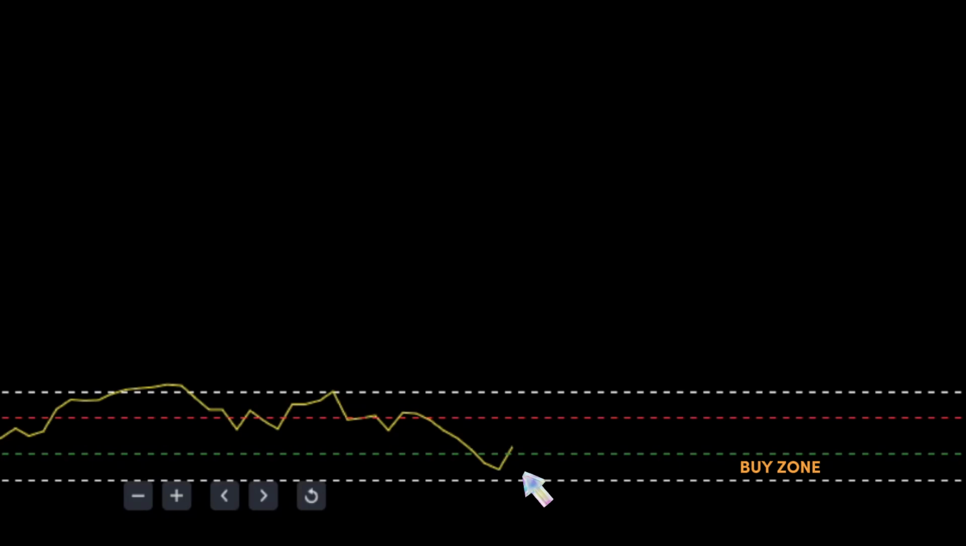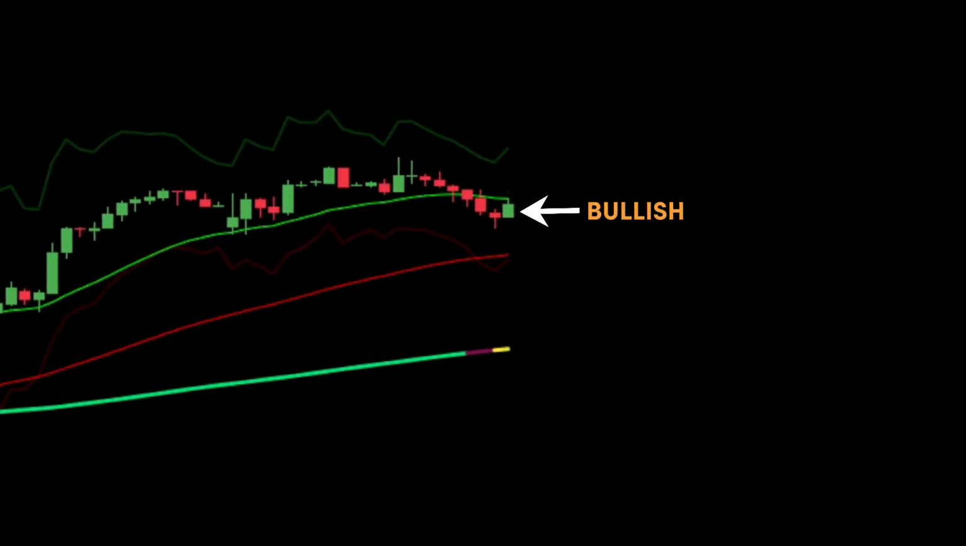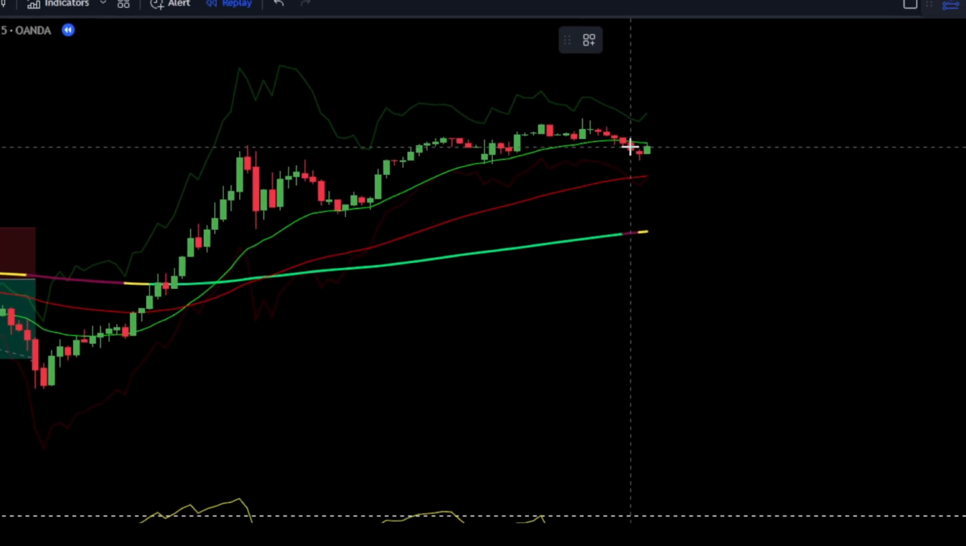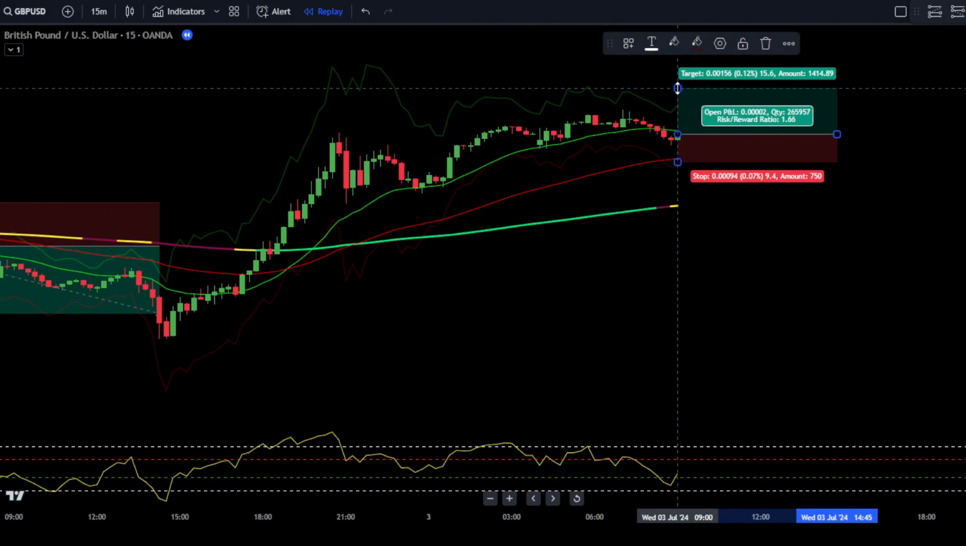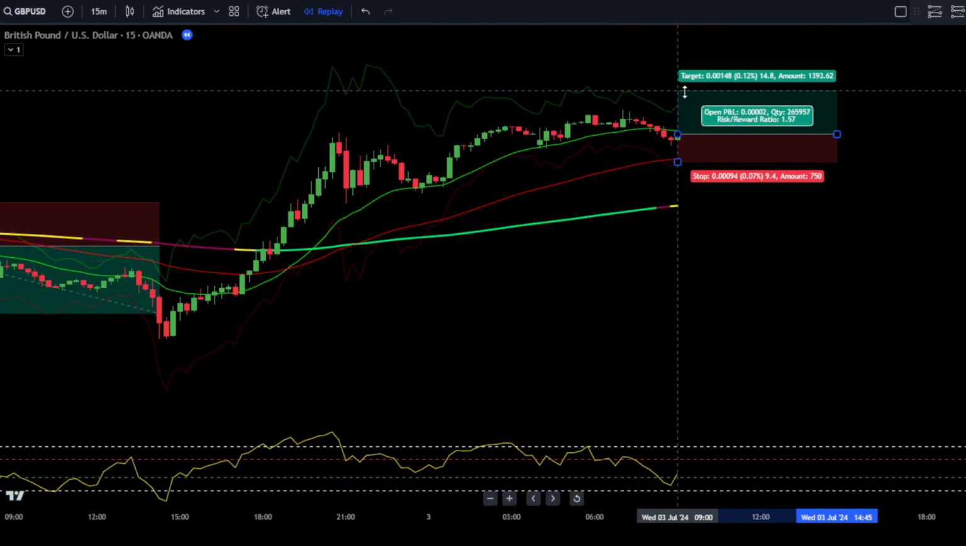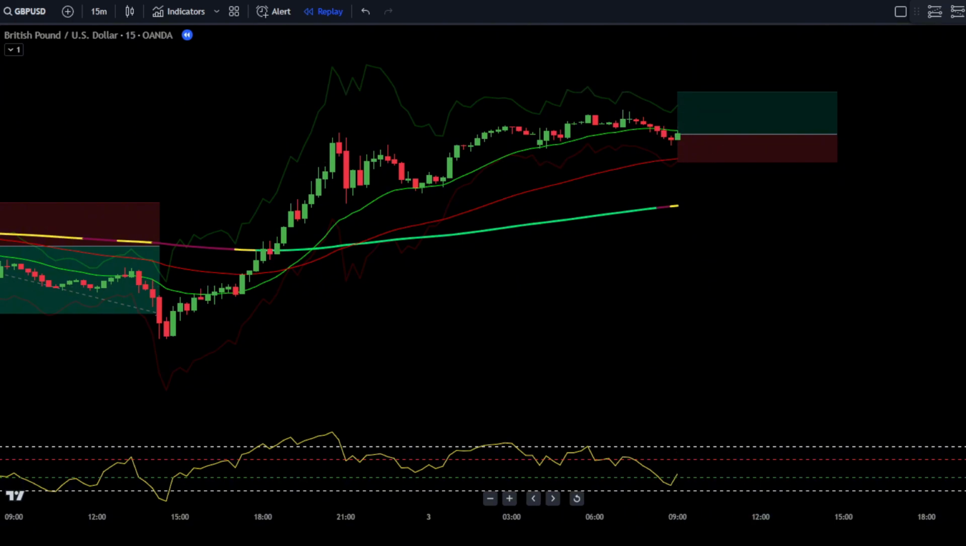Wait until the RSI signal line enters the buy zone. Then, wait for the RSI signal line to cross or close above level 40. Ensure that the candlestick formed is a bullish candlestick. If all conditions are met, you can place a buy entry after the bullish candlestick closes. Set your stop loss at the red ATR line. Use a risk-to-reward ratio of 1 to 1.5 for your take-profit target.